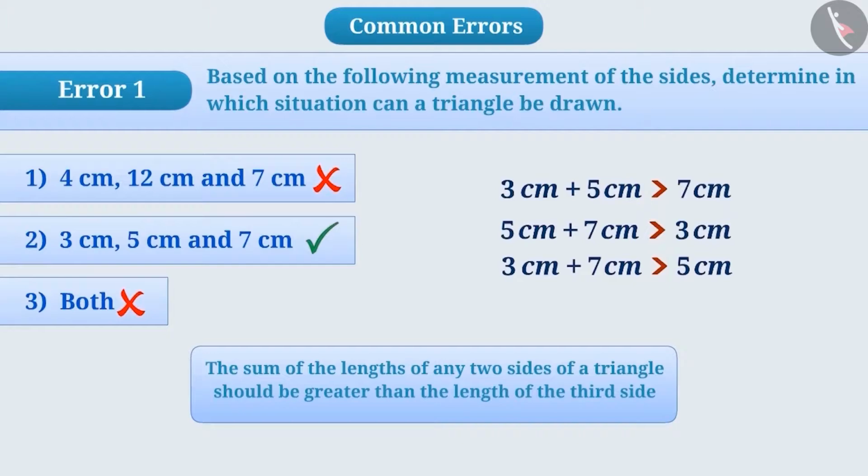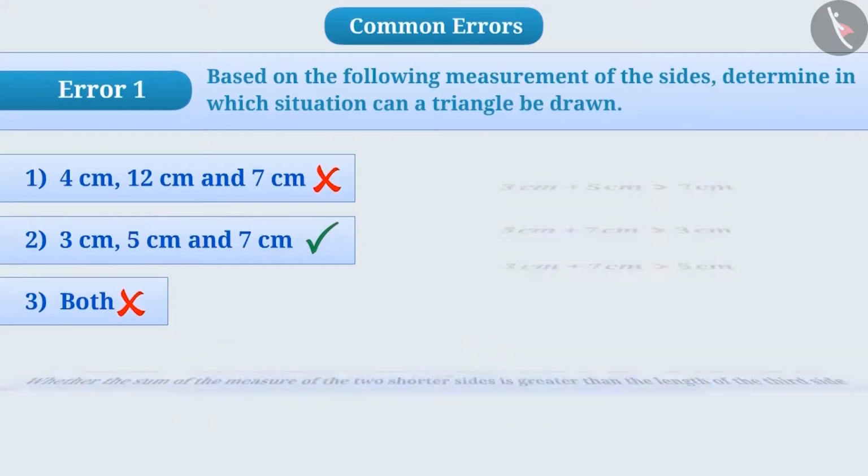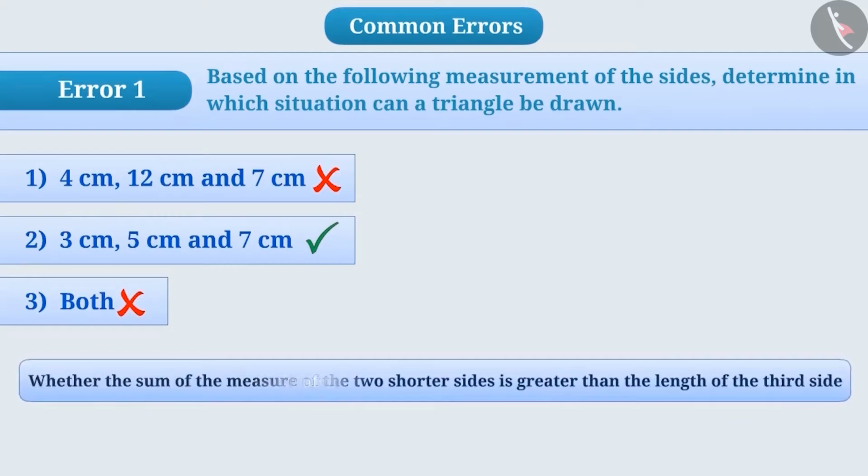It is not necessary that we check all the situations. We can also check whether the sum of the measurement of the two shorter sides is greater than the length of the third side. In option 1, the sum of the lengths of the two shorter sides, 4 cm plus 7 cm, is less than the larger side, 12 cm. So, using option 1, a triangle cannot be drawn. In option 2, the sum of the lengths of the two shorter sides, 3 cm plus 5 cm, is more than the larger side, 7 cm. So, we can draw a triangle based on option 2.